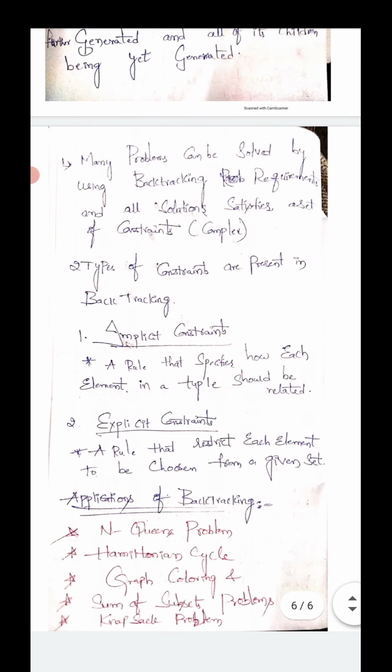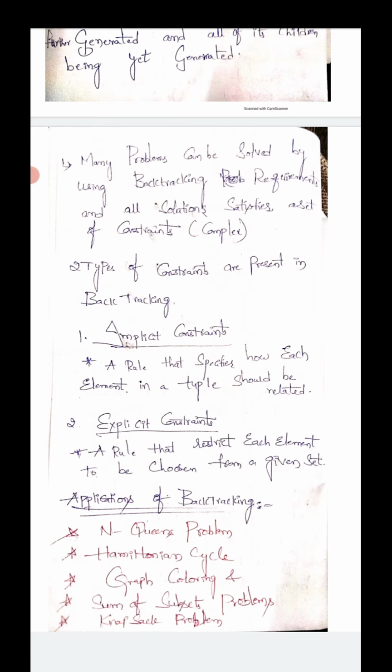Many problems can be solved by using the backtracking methodology, and all solutions must satisfy a set of constraints. It is nothing but a complex set of constraints. Look carefully: many problems can be solved by backtracking, and all solutions satisfy a set of constraints. There are two types of constraints: implicit constraints and explicit constraints.